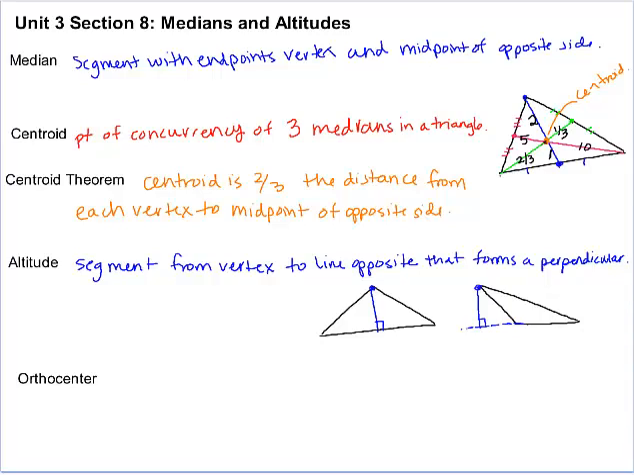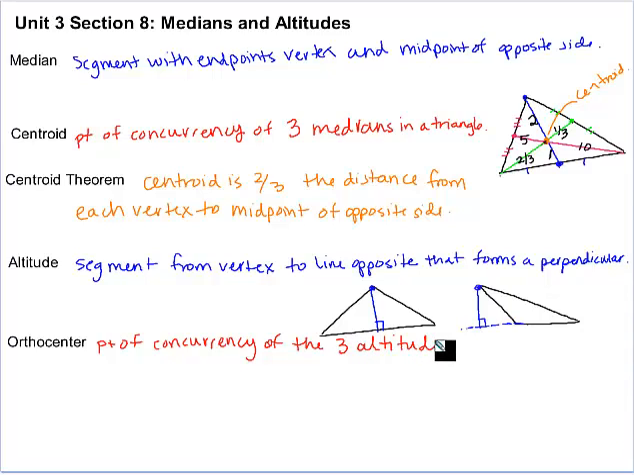And our last but not least vocab word here is going to be orthocenter. The orthocenter of a triangle is the point of concurrency of the three altitudes of a triangle. Orthocenters can occur outside of a triangle. They can occur on the edge of a triangle. They can occur pretty much anywhere.